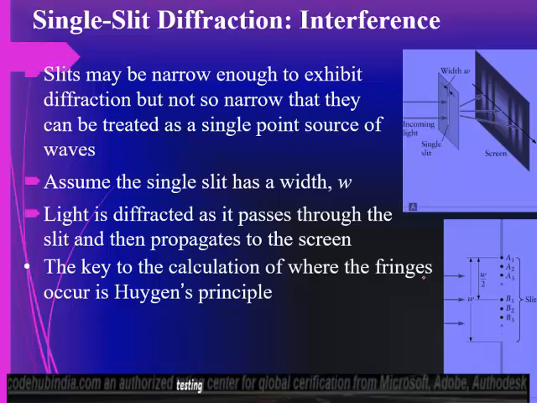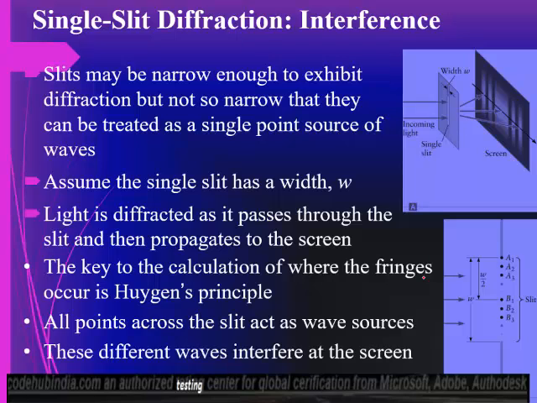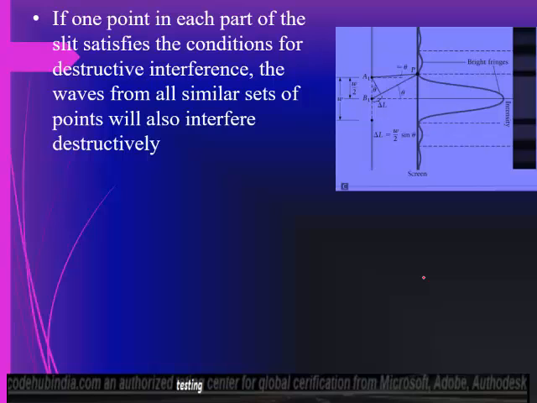All points across the slit act as wave sources, with different wavefronts. Light will divide the slit into two parts. What happens? One point in each part satisfies the condition of destructive interference, and waves from all similar sets of points will interfere destructively. And what will happen? Delta L equals W by 2 sin theta.